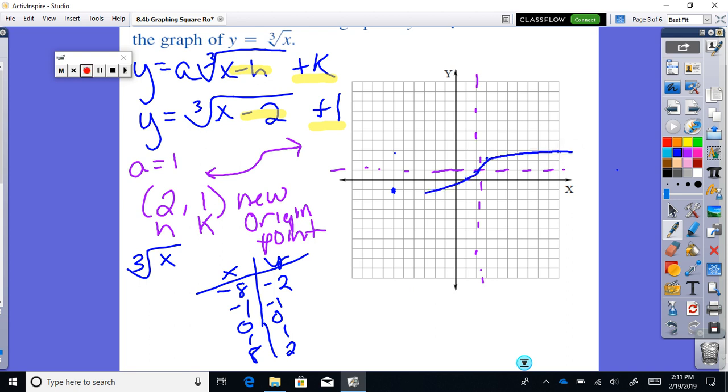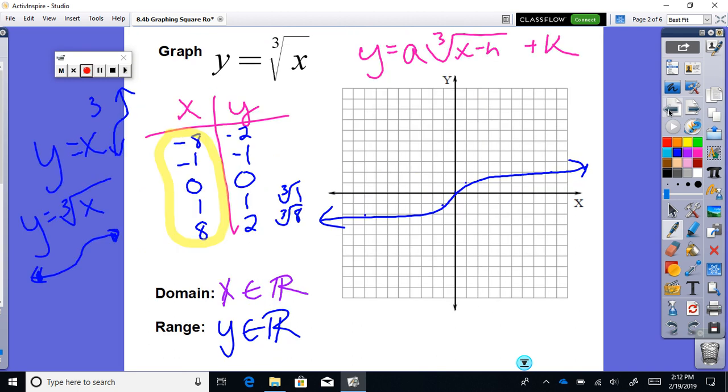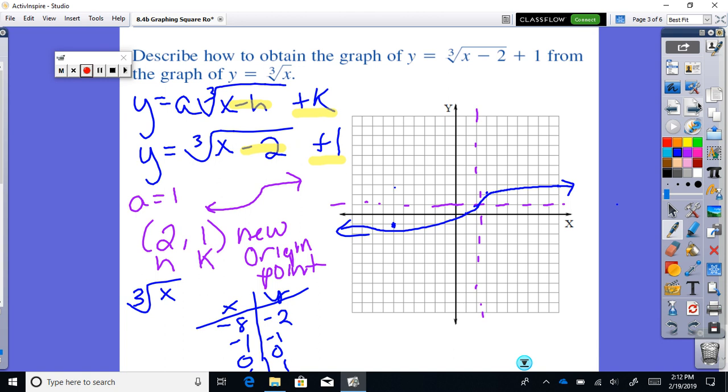So I'm taking this graph, and since the a value didn't change, it looks the same as the parent function, same shape, but it's been moved to the right 2 and up 1. The whole graph has been moved. So that's how we can use the parent function to make it easier to graph this. Otherwise, you would have to pick an x, subtract 2 from it, cube root that, then add 1 to it without using the parent function. And there's a lot of room for mistakes there.